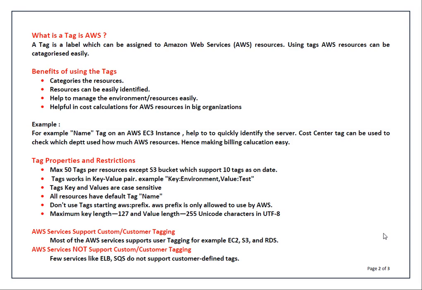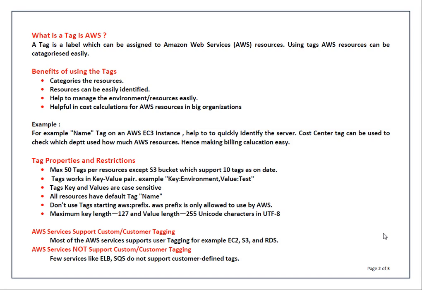Next, help in cost calculation for AWS resources in big organizations. Friends, if you got a large AWS footprint, means most of your departments and company, they are using Amazon services. So to perform cost calculations, if you got let's say cost center tag on all your resources, then you can easily identify, okay, this particular department used this much of AWS resources and this is going to be billing. So that can help you in cost calculations.